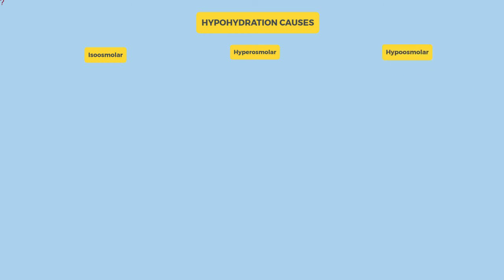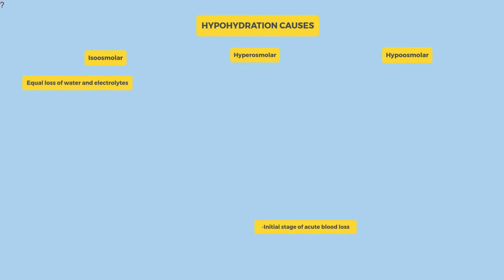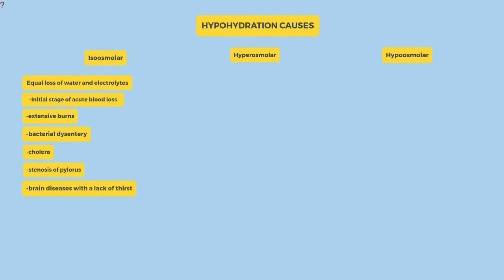With isoosmolar hypohydration, there is equal loss of water and electrolytes. Causes of isoosmolar hypohydration: initial stage of acute blood loss, extensive burns, bacterial dysentery, cholera, stenosis of pylorus, brain disease with a lack of thirst, fear of water when the person is sick with rabies, and coma.